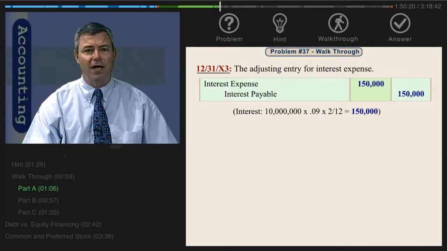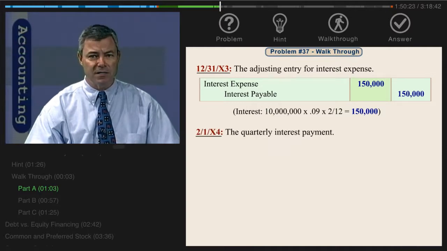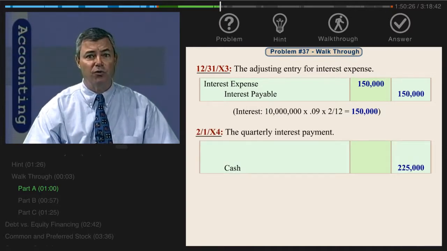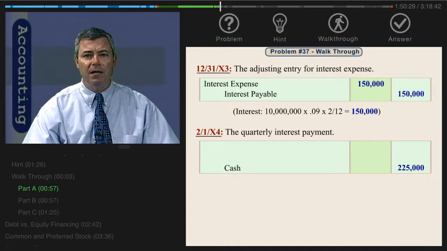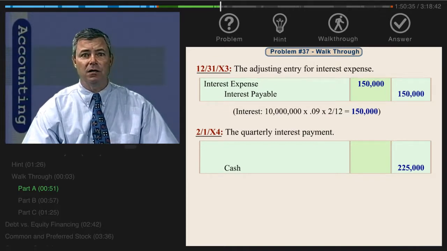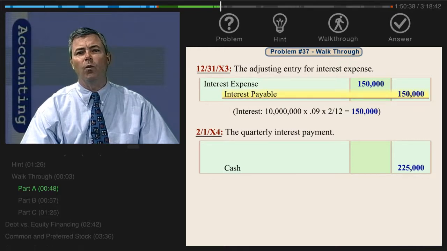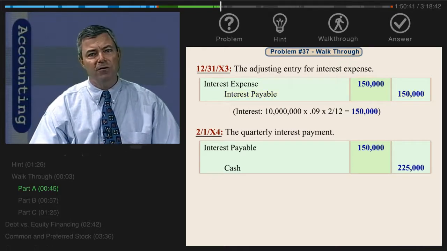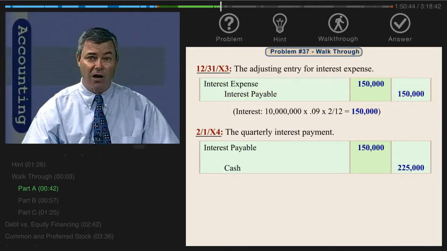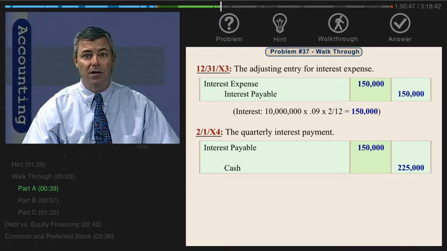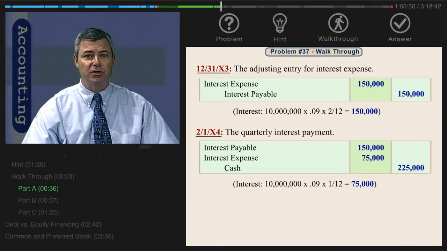And then 1 month later, on February 1st, the next quarterly payment is actually due, where we'd credit cash for $225,000 and be debiting interest, but some of this interest has already been recorded as an expense in the year X3, and therefore we will be debiting interest payable for the previously recorded obligation for $150,000 worth of this 3 months worth of interest. The remaining $75,000 represents interest for the 1 month in X4 for January.